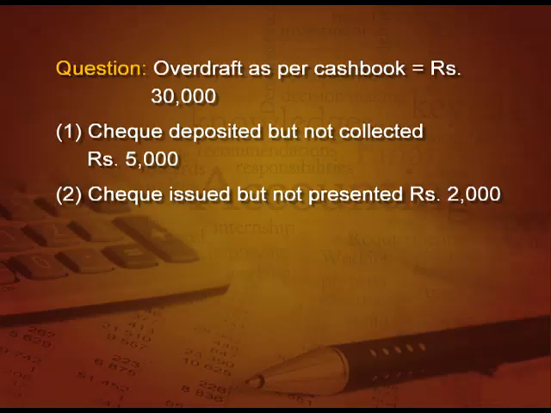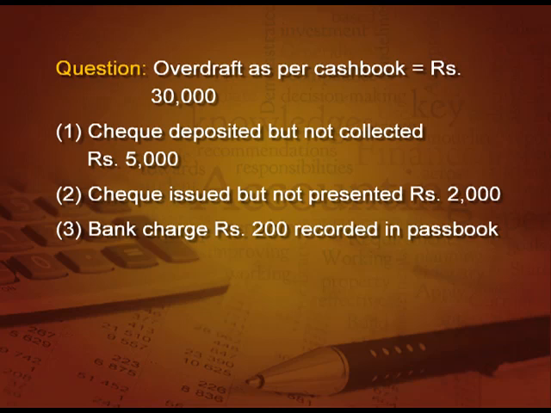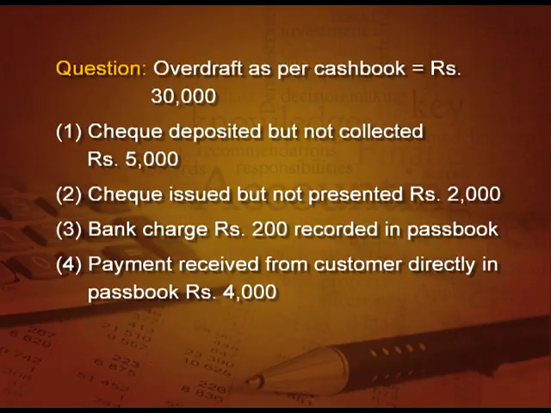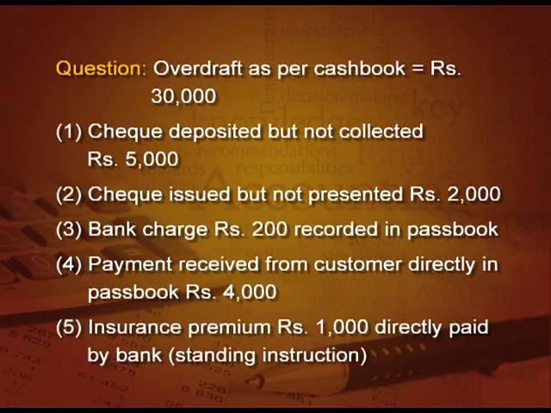Second entry, check issued but not presented, 2,000. Third, bank charges 200 recorded in passbook only. Fourth, payment received from customer directly in the passbook, 4,000. Insurance premium 1,000 directly paid by bank on the standing instruction of the customer.